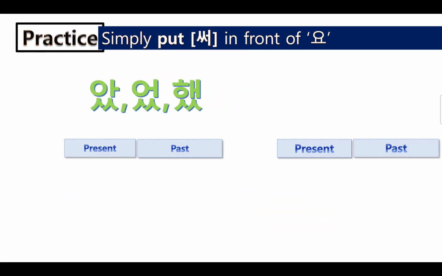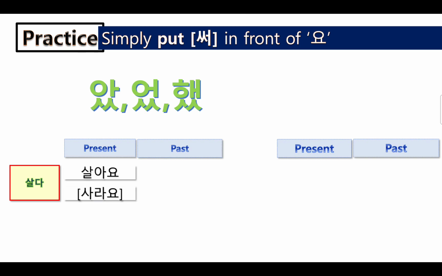Okay, 살다. Let's practice. This part. Can you see that? Simply put 서 in front of 요. That is the most important one. 살다 means live. So present tense, 살 plus bright vowel, 아요. So 살아요. 받침 always goes up when you pronounce 살아요. I live. 저는 부산에 살아요.